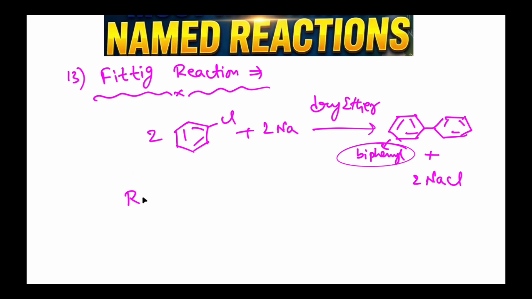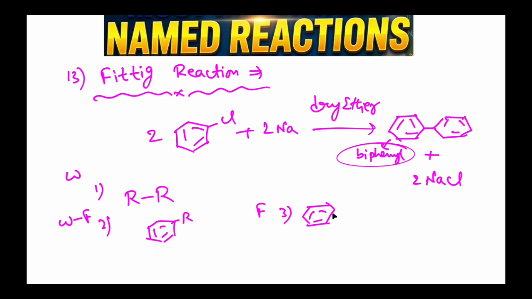In Wurtz reaction, we can get alkyl hydrocarbons. In Wurtz-Fittig reaction, we can get alkyl arenes. Then in Fittig reaction, we can get biphenyls or diphenyls. So these are the 3 reactions: Wurtz reaction, Wurtz-Fittig reaction, and Fittig reaction. These are the named reactions we observed in the haloalkanes and haloarenes chapter. Further, I explained the alcohols, phenols, ethers chapter, complete named reactions.